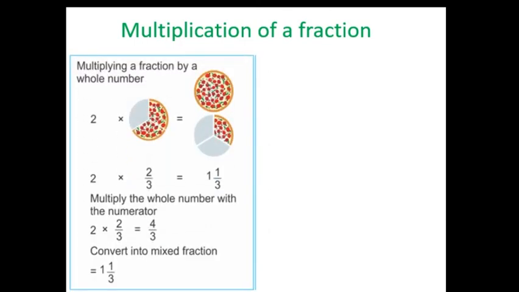Now, the next topic is multiplication of a fraction. If I multiply a whole number, that is a complete whole number, see, look here, 2 is a complete whole number. If I multiply it with a fraction, that is 2 by 3, a proper fraction, then whole number multiplied by proper fraction gives a mixed fraction. So multiply the whole number with the numerator, and we get 4 by 3. Convert into a mixed fraction, so what is the value here? 1 whole 1 by 3.